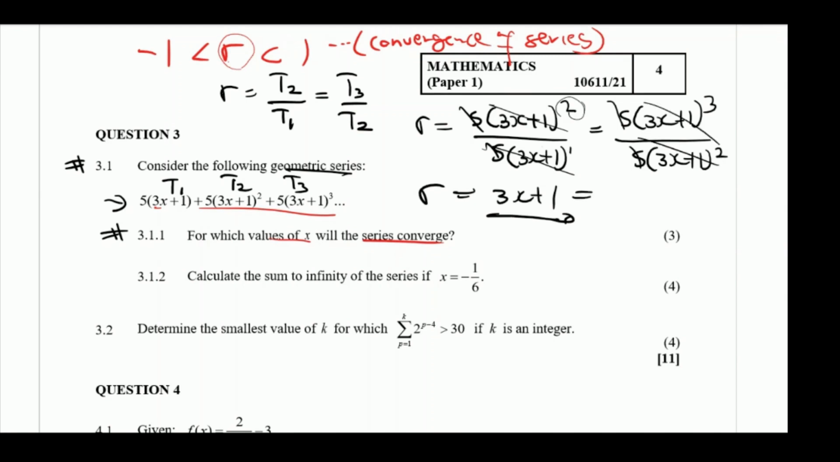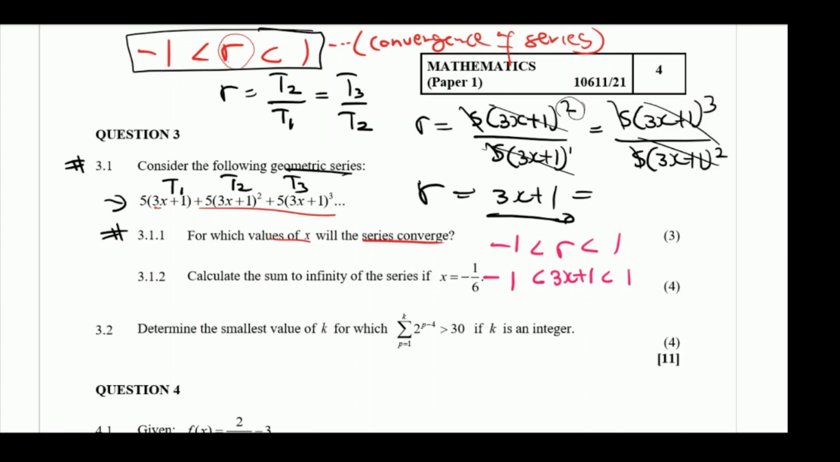So it's going to be 3x plus 1. So that is your ratio. So you're going to put your ratio inside this convergence condition here. You're going to say my convergence must lie between -1 and 1. But what is my R? It's 3x plus 1, lying between -1 and 1.